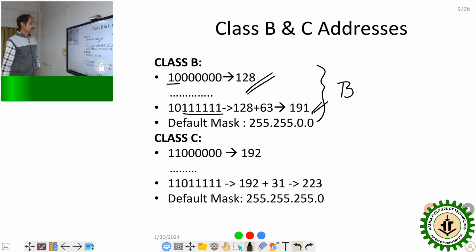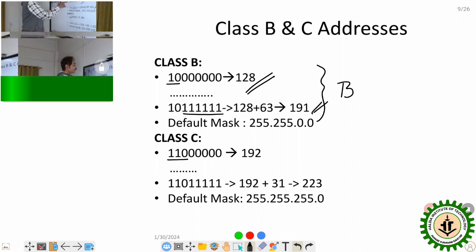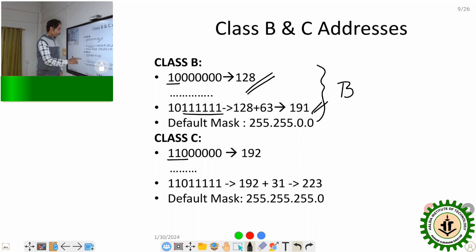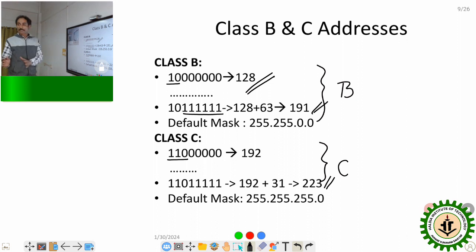In similar fashion, we can derive the range for class C as well because we know the trick already. What is the trick? The first bits are the reserved bits for any class. As we have seen, for class B it was 10, and for class C it will be 110. If we consider the rest of the 5 bits, initially we start with all zeros, and finally we will have all ones. If we put all ones, along with 192 we have to add 31 more, which leads to 223. So this is the range of class C. In similar fashion, we can find the range for class D and class E as well.